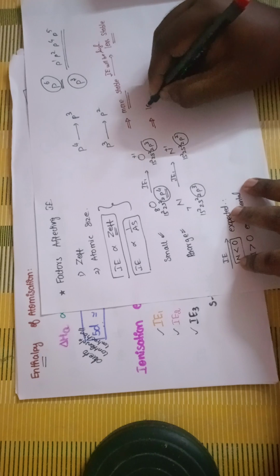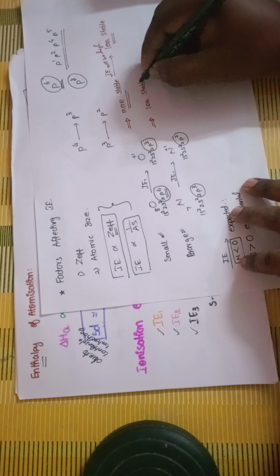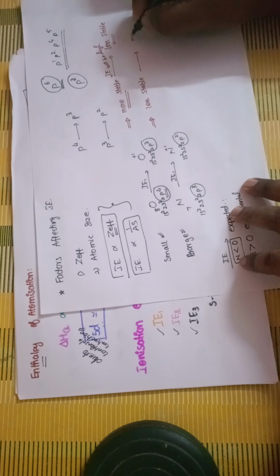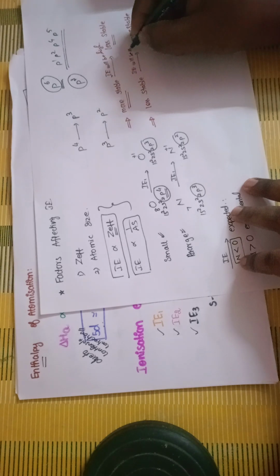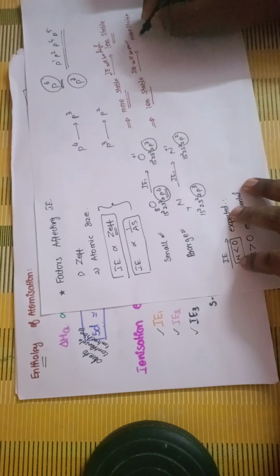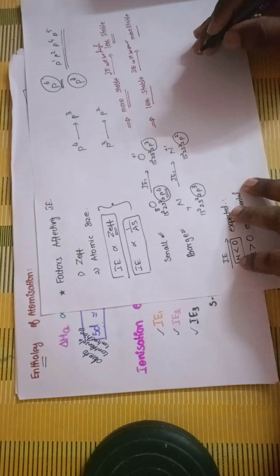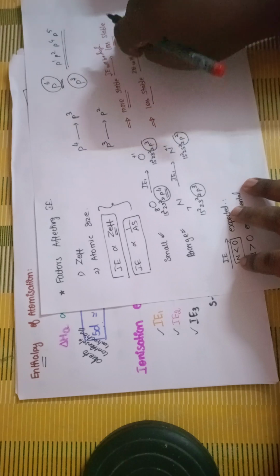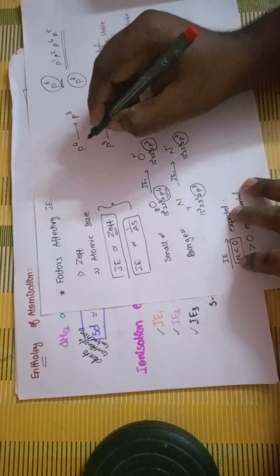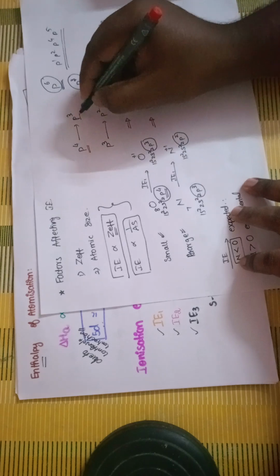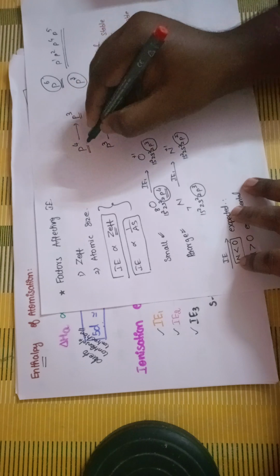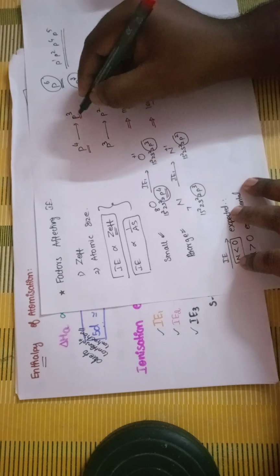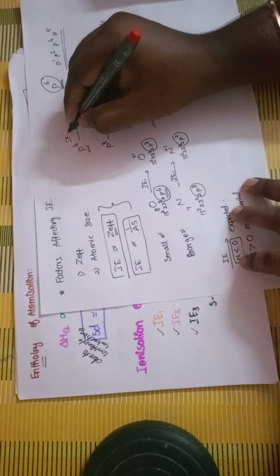If the process is converting a less stable system to a more stable one, IE will be small. So less stable to more stable, ionization energy will be small; more stable to less stable, ionization energy will be large. Now P4 is partially filled, P3 is half filled. Here less stable, here more stable. Less stable to more stable, ionization energy will be small.